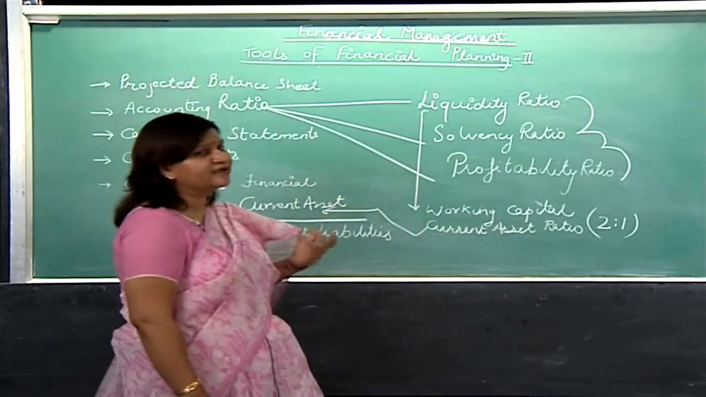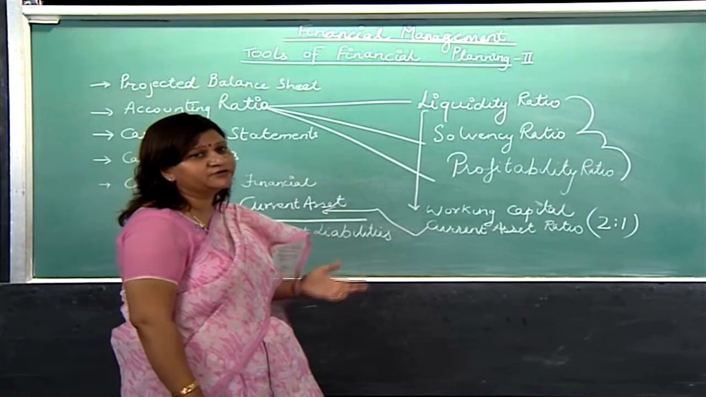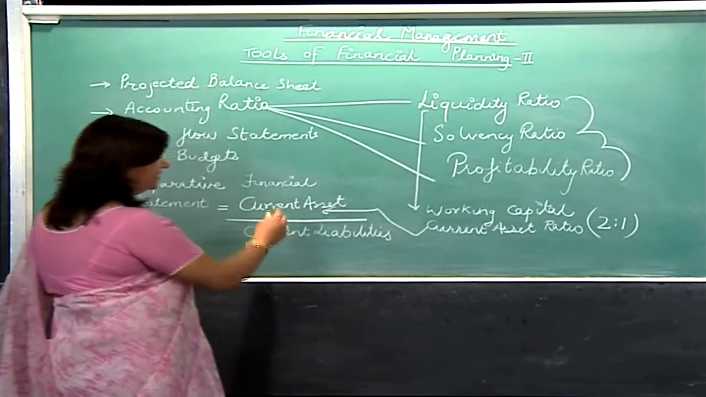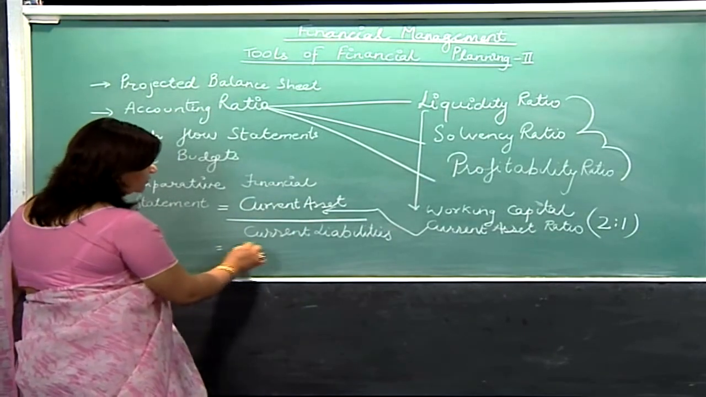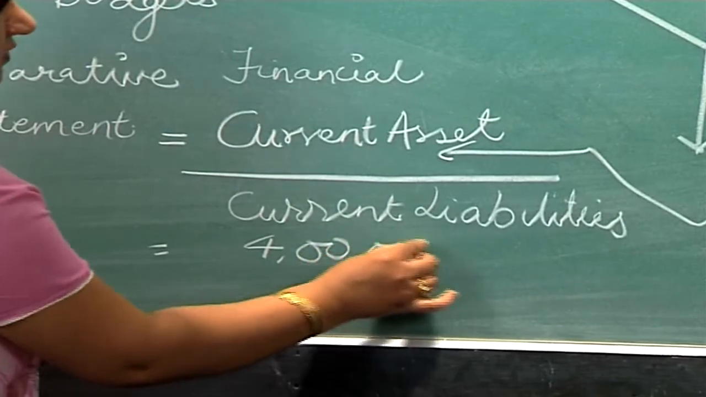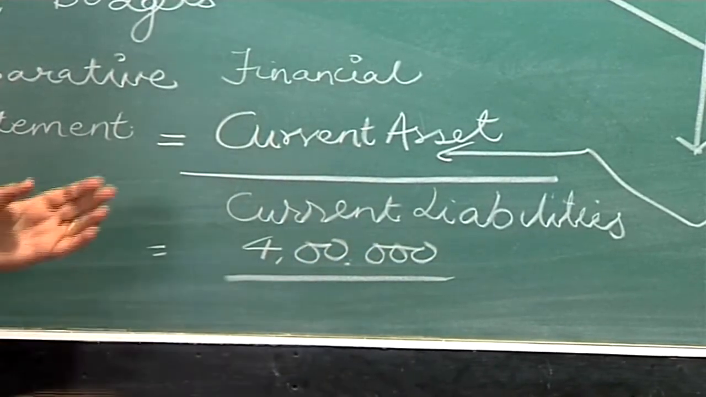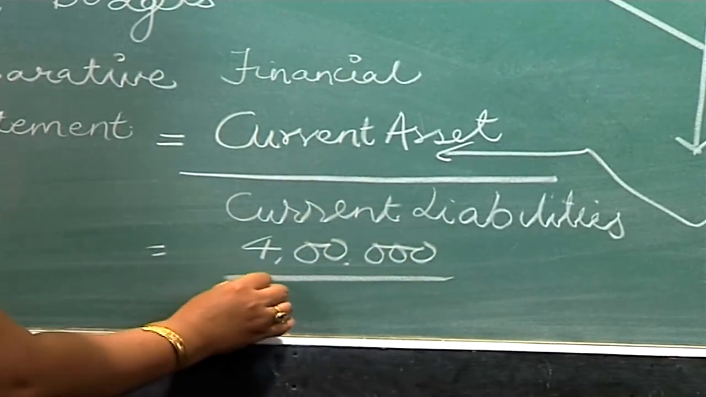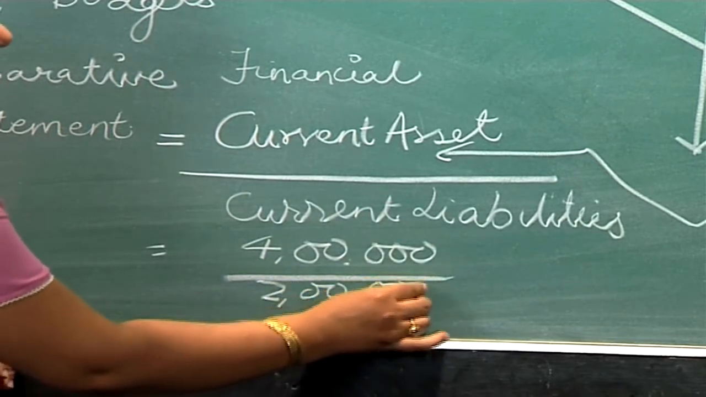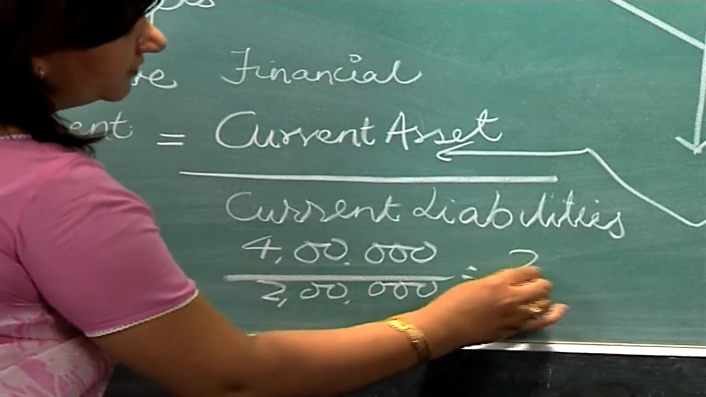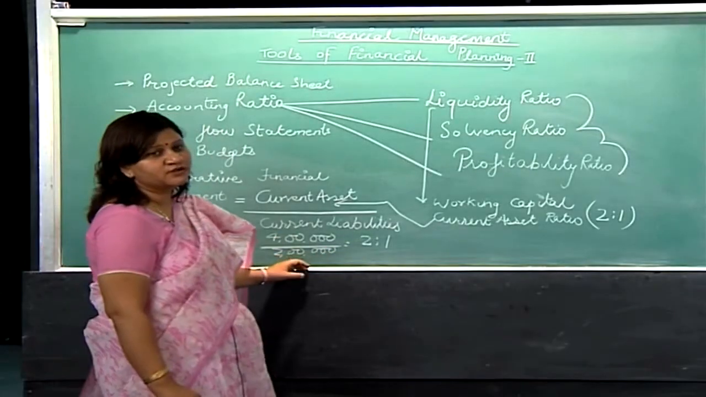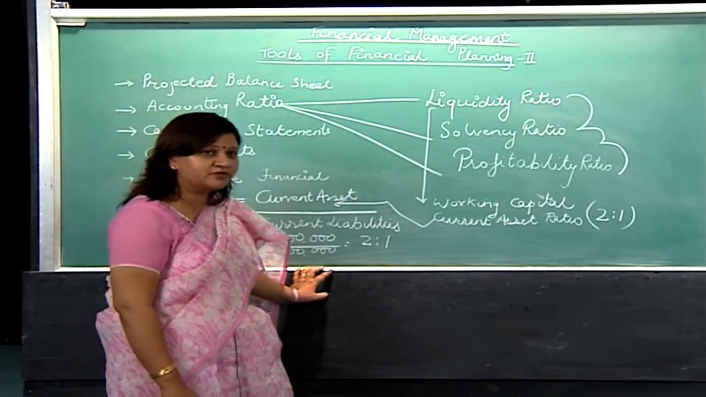Now let's take an example to understand how to compute the current asset ratio. If my current assets are 4 lakh rupees and my current liabilities are 2 lakh rupees, the current ratio will be 2:1 and it will show a strong financial position of the company.